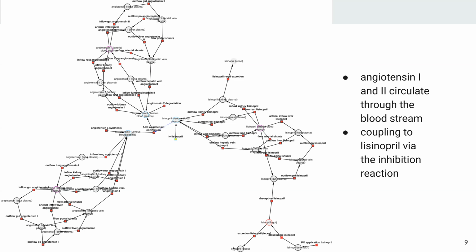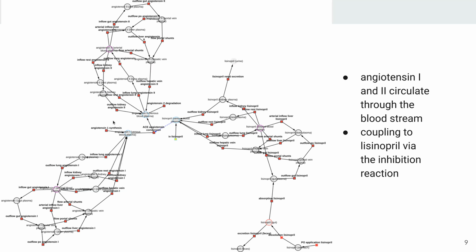Lisinopril can go into the system via the intestinal model. This is the submodel of the dissolution and absorption, and here the excretion in the feces. And it can leave the system via the renal excretion, especially this part here. We have then some interactions between the angiotensin 1, 2, and the lisinopril, mainly via the ACE reaction, which is converting angiotensin 1 to angiotensin 2. And the lisinopril is the inhibitor, which works here.